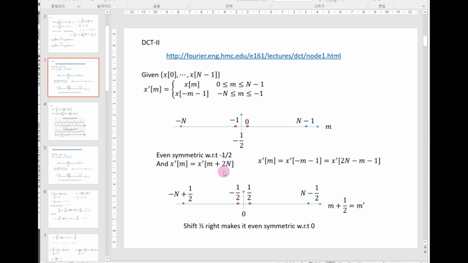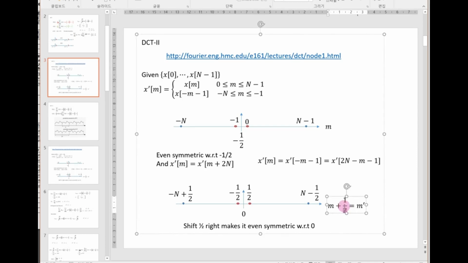So the periodicity becomes 2n, and also xm is copied as a mirror image here, and it is repeated in the 2n period. If we shift by 1.5, then we shift so that this point is 0, and then we can write the indexes. This is 1.5, this becomes minus 1.5, so it's an even symmetry with respect to 0. So in DCT2, we take the offset at this point, so we need to add 1.5 to the index.